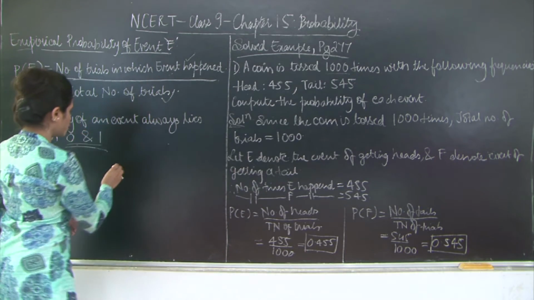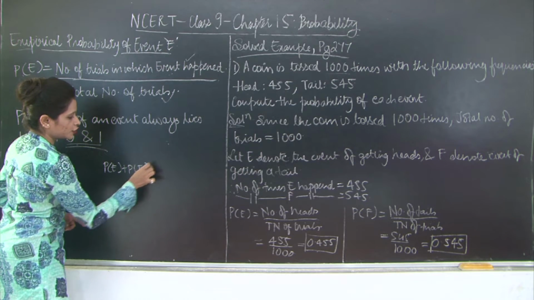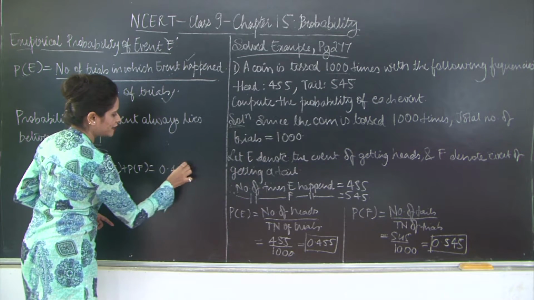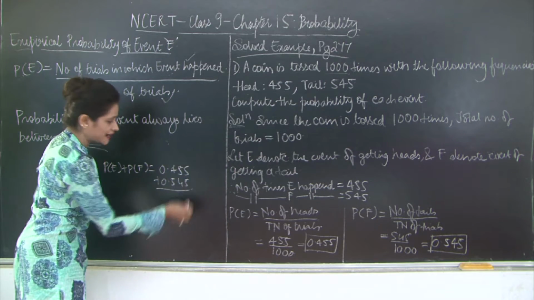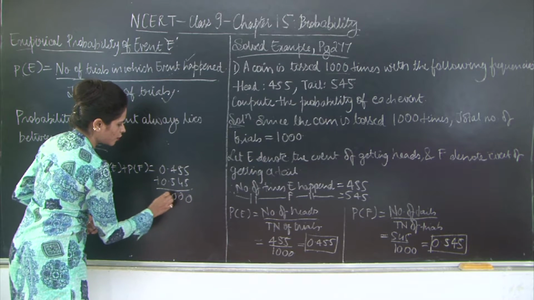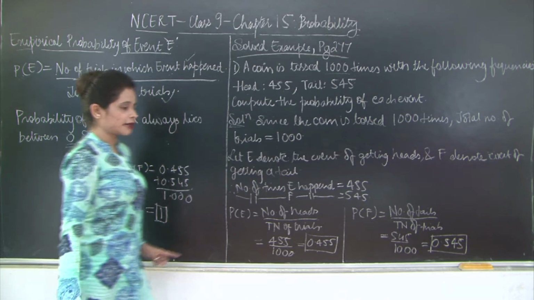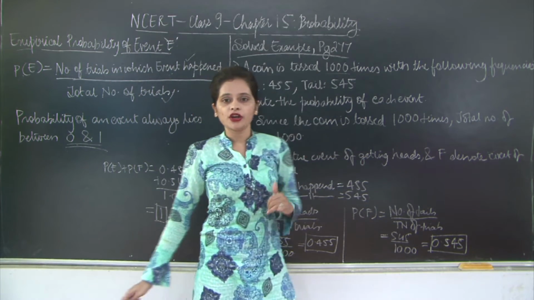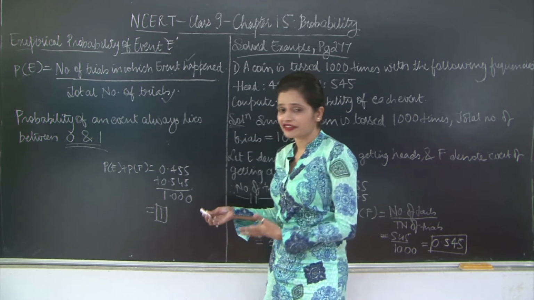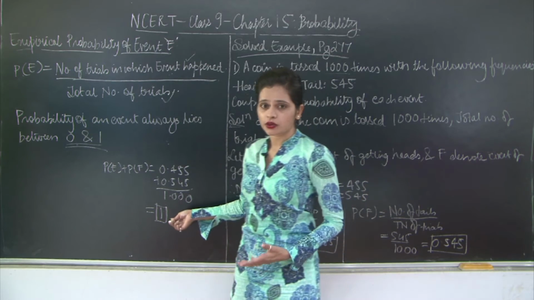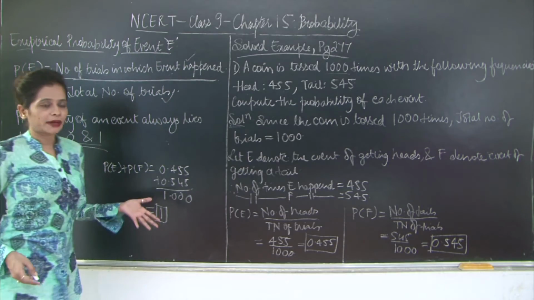Also note, if you add P(E) plus P(F), you get 0.455 plus 0.545. So let's add and see. This is 0, 0, 0, 1. So this is equal to 1. So the sum of all the empirical probabilities is always going to be 1. When you prove this or verify, this is one way of verifying whether your answer is correct. If you get the total sum as 1, that means your answer is correct. So this was about solved example number 1.